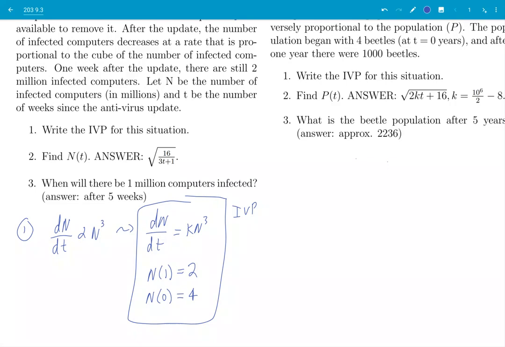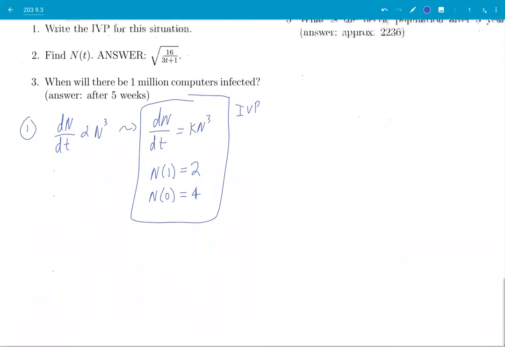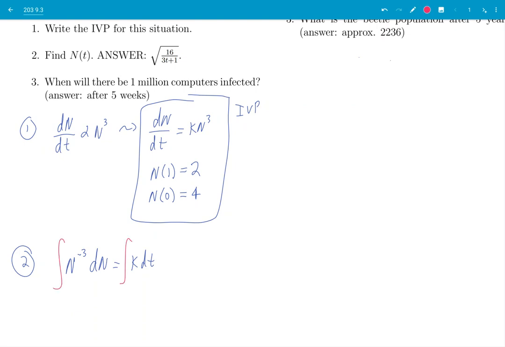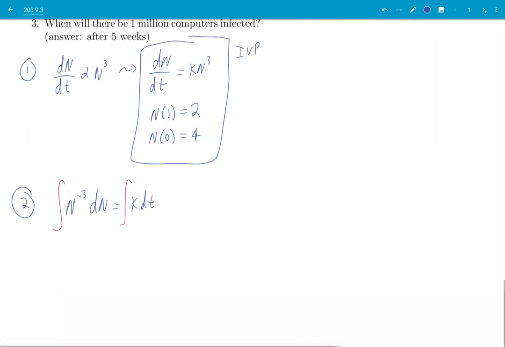Okay, now they want me to solve for n. Do I have to? Yep, okay. So I separate. What do I get? n to the minus 3 dn is equal to k dt. Then you perform an integral on both sides. Here you get n to the minus 2 over minus 2 is kt plus c.